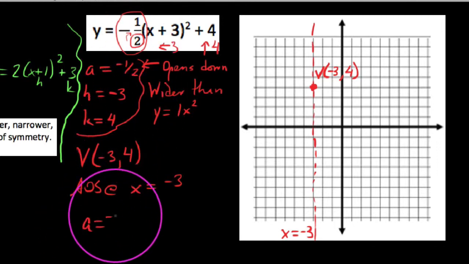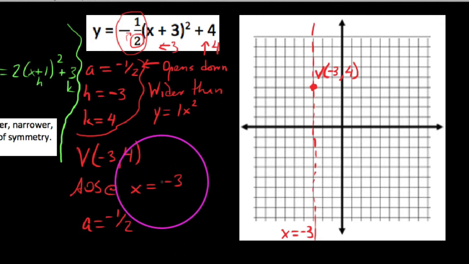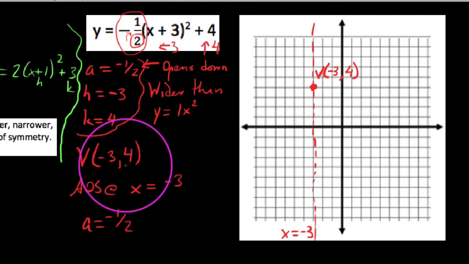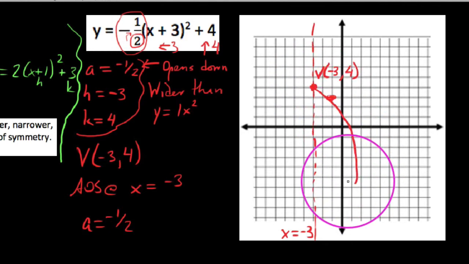A is negative 1/2. A works as a slope, and so one would necessarily think, well, a is kind of like a slope. It tells us how to get from the vertex to one more point on our parabola. One would think that it would go down 1 right 2, and that this point would be on our parabola, and it would be wider. However, this is not the case.